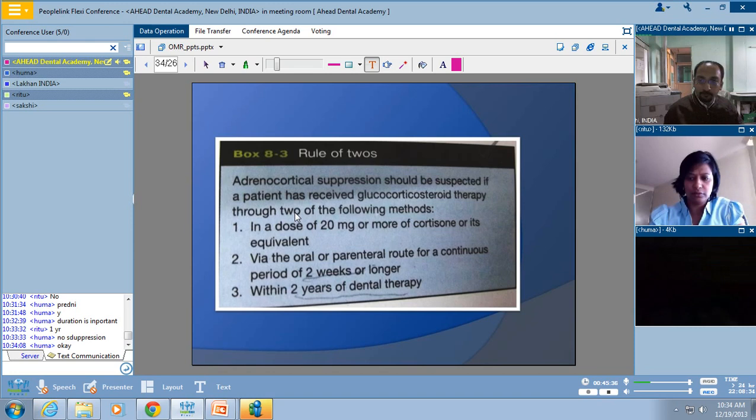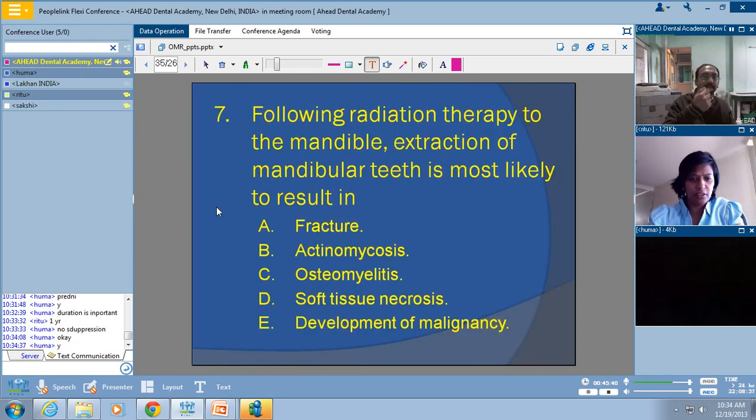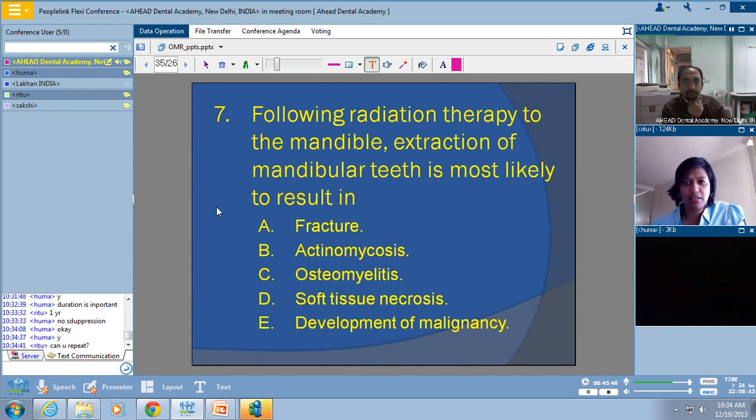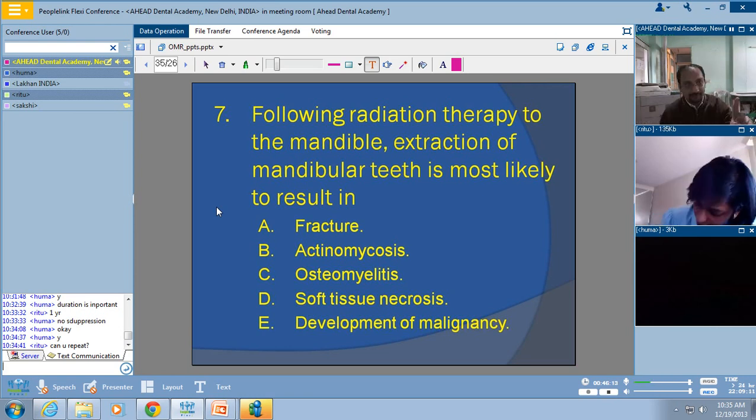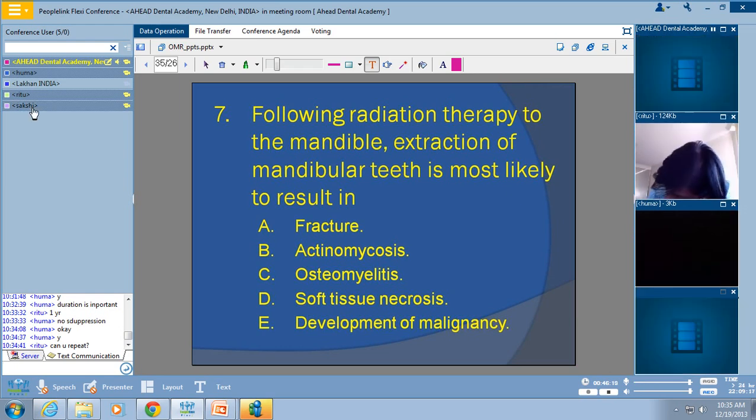Seventh question. Following a radiation therapy to the mandible, extraction of the mandibular teeth is most likely to result in what? I'll just repeat it. When a patient takes systemic steroids for 2 weeks, this leads to suppression of the adrenal glands for 1 year. But it doesn't mean that if he goes through any stress, he will have any problem. The patient's stress response will become normal within 1 month. Okay, that's the difference. Is it clear now?